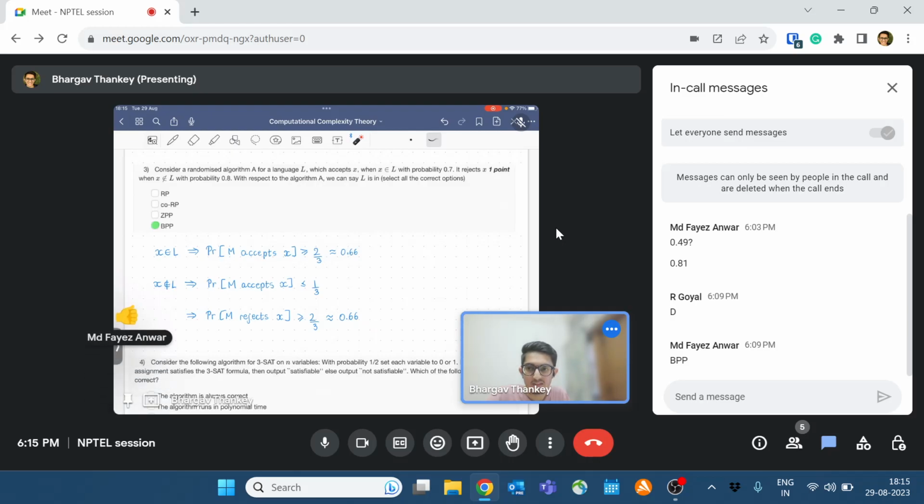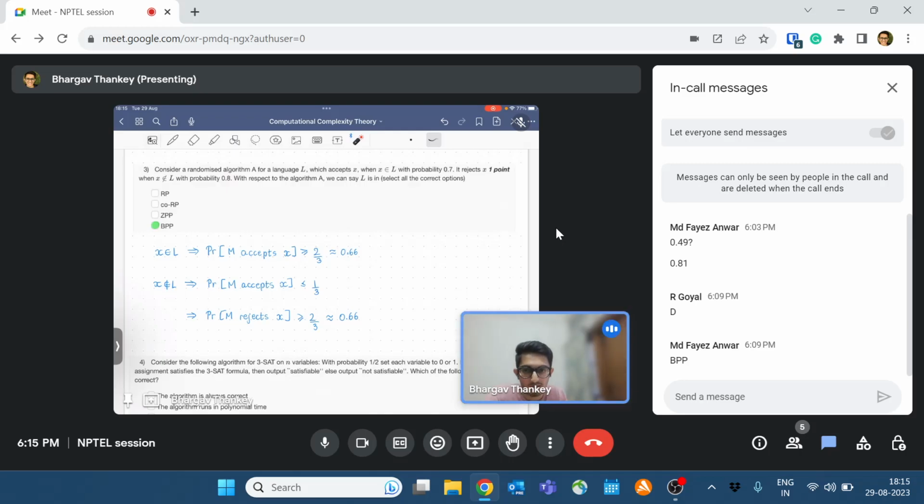One more question. Suppose this probability, instead of being 0.8, was 0.008. What would have happened then? So now the probability of rejection is pretty low, in the case when the string is not part of the language. So then this will not be a case of BPP.